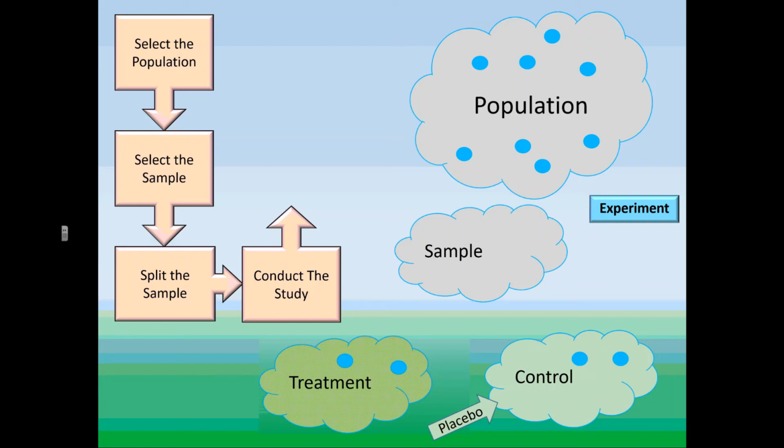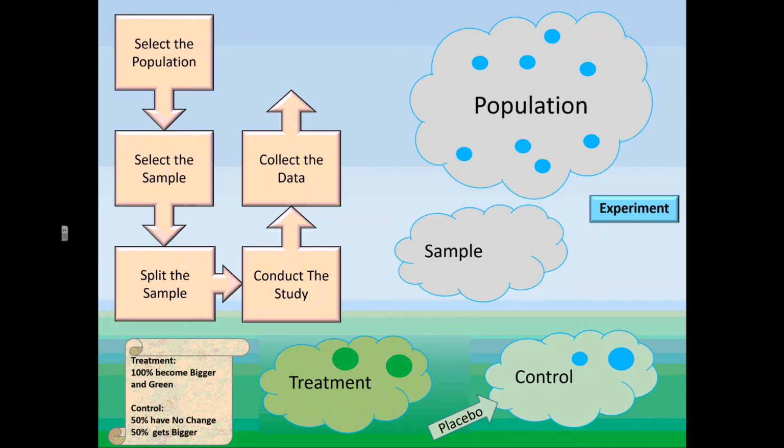For the control, it looks the same. It looks like the same green gas, but it doesn't have the medication in it. So we can see what happens if you don't have the medication in the green gas. And then we wait and see what happens. And look at that, something happened. So we can collect data.